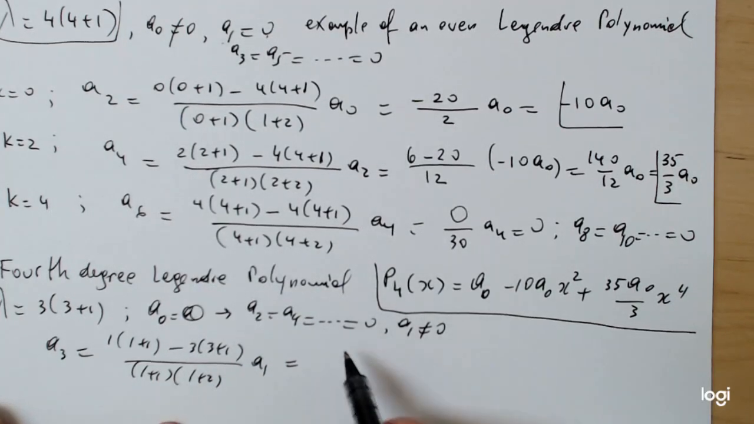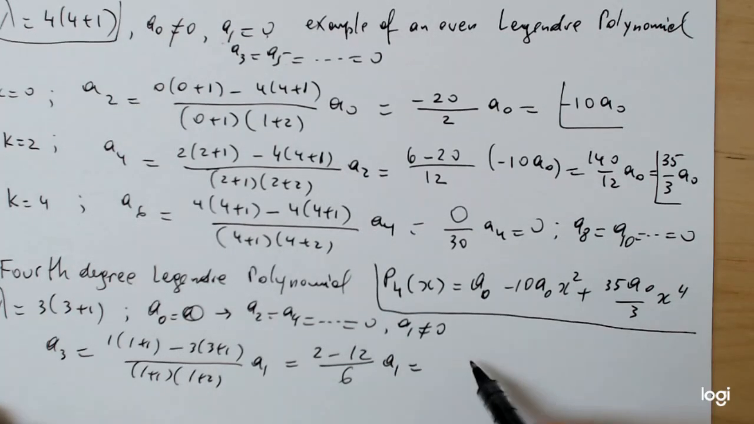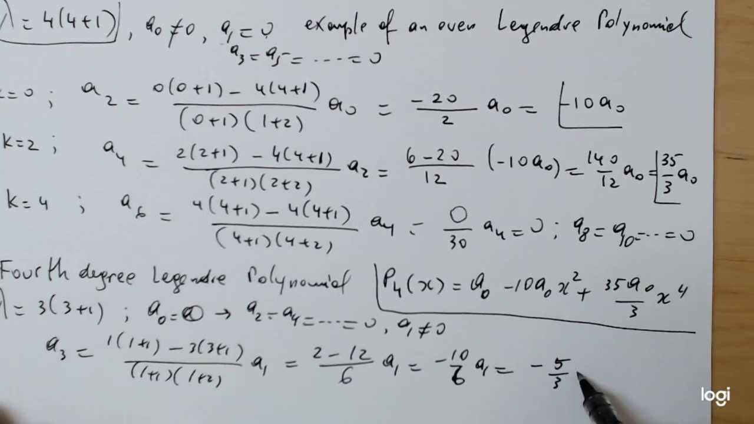What does that give me? That gives me 2 minus 12 over 2 times 3, which is 6. Minus 10 over 6, A1. I can simplify by 2. That gives me minus 5 over 3, A1.